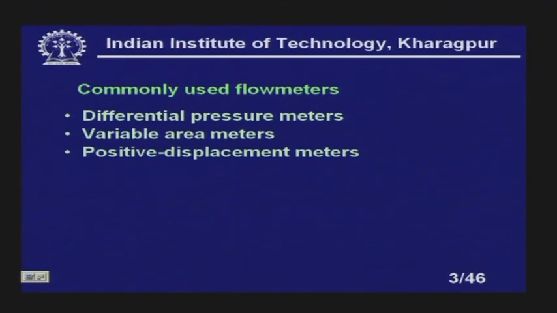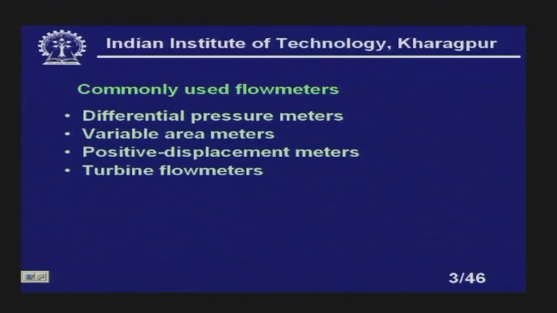Then we have positive displacement meters, by which you can get not exactly the flow velocity, but the quantity of liquid flowing in a particular situation. One common example of positive displacement meters is in gas stations or petrol pumps. If you go to the petrol pump and take some amount of petrol or diesel, you will find that I am not interested in the flow rate, I am interested in the total quantity of the liquid. In that type of situation we need a positive displacement meter.